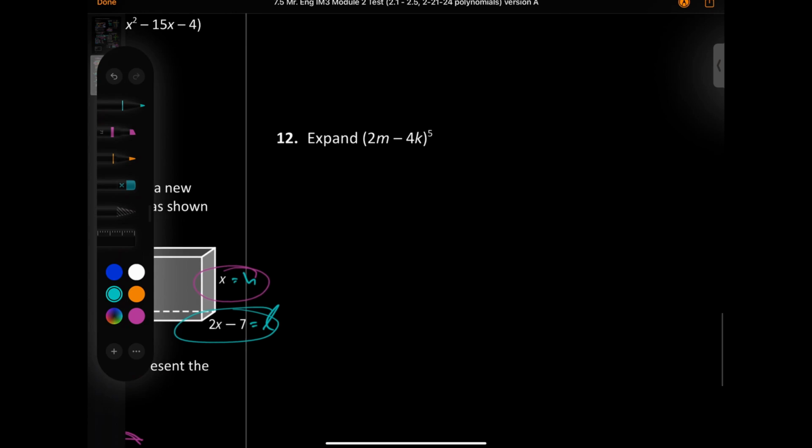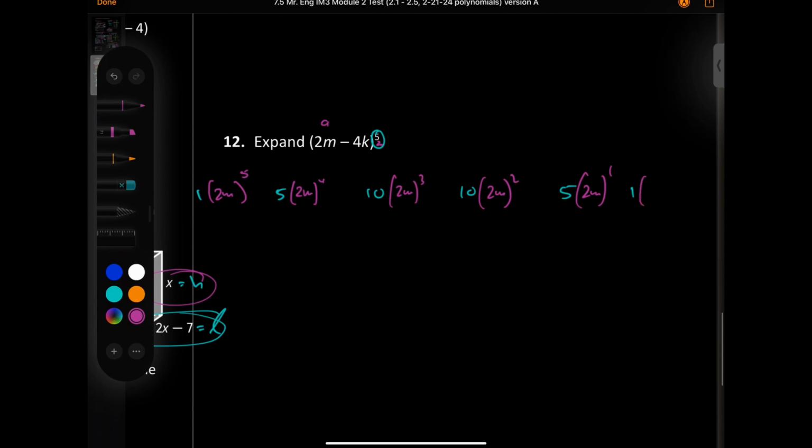All right, last one. Pascal's triangle. This is a 5th degree, nth degree. My coefficients are 1, 5, 10, 10, 5, and 1. This is my A term. I'm going to count down. The number goes from the outside of the parentheses. 2m to the 4th, 2m to the 3rd, 2m squared, 2m to the 1st, and 2m to the 0. B is negative 4k, and we're going to count up starting at 0.